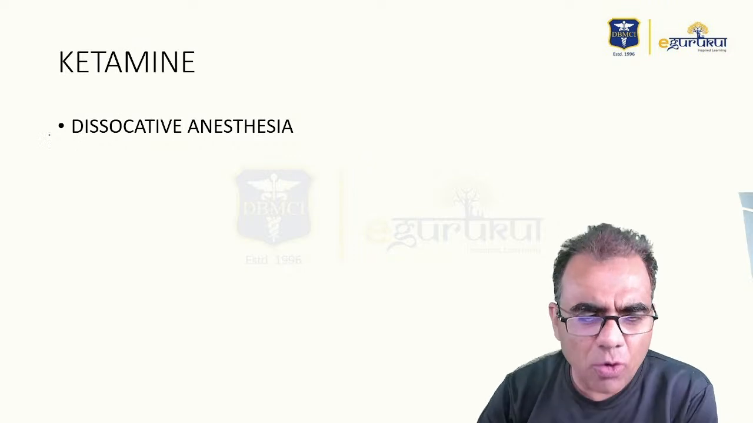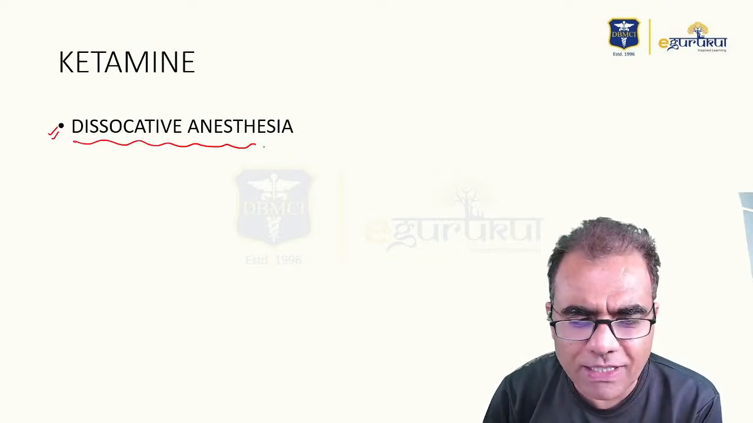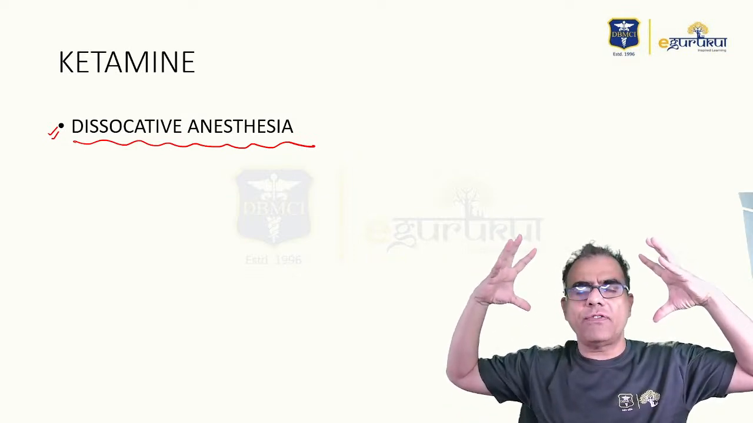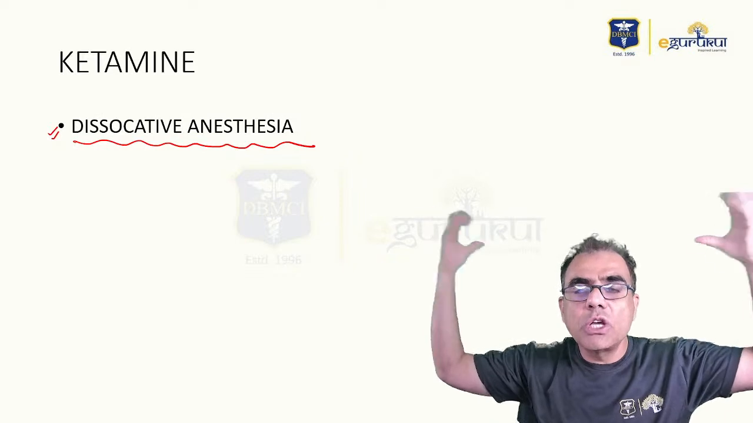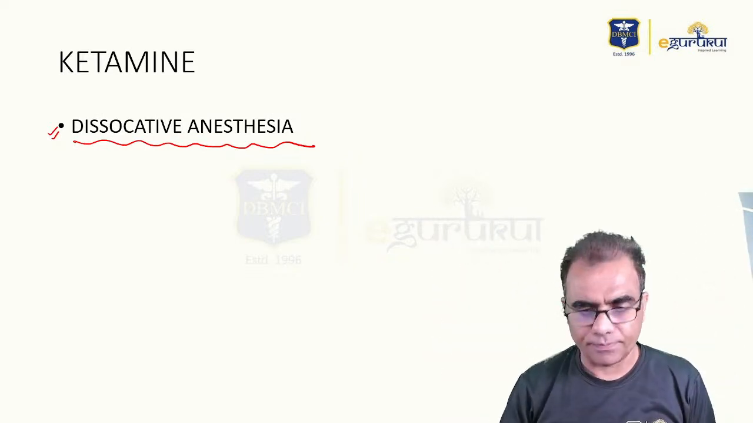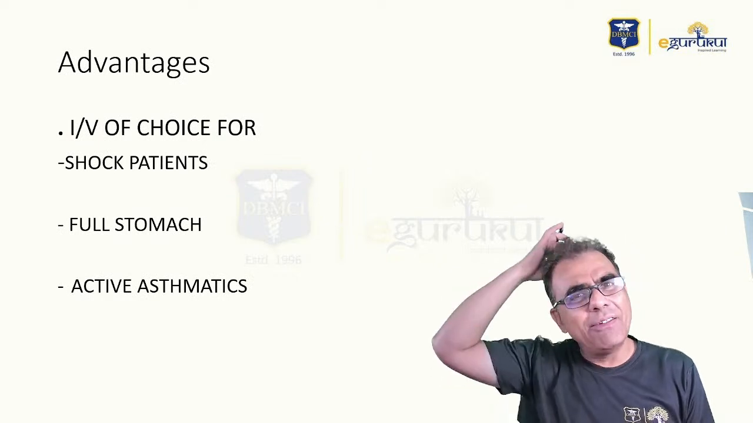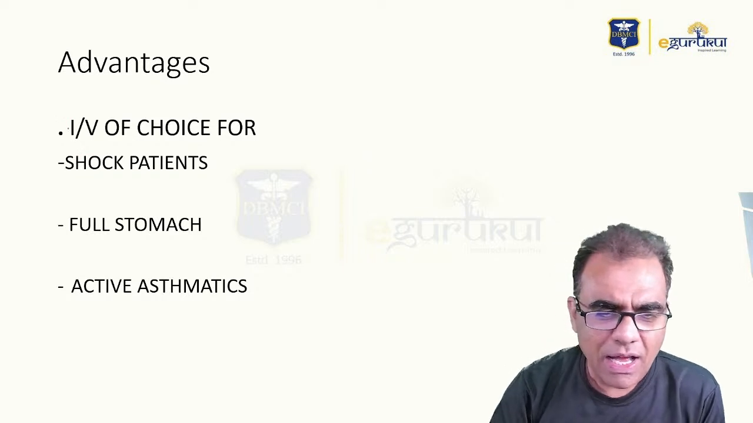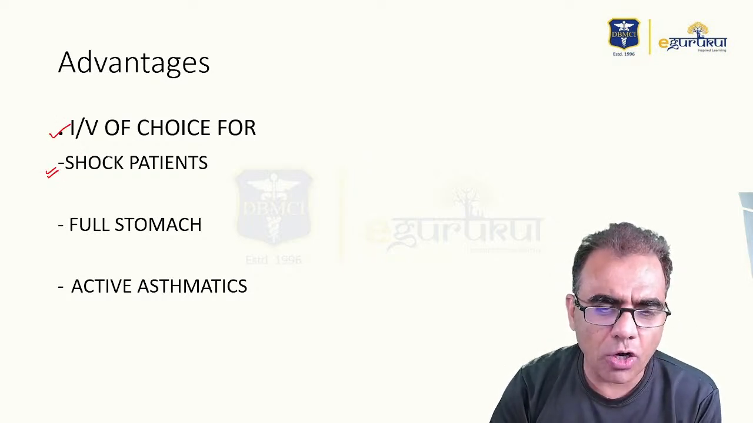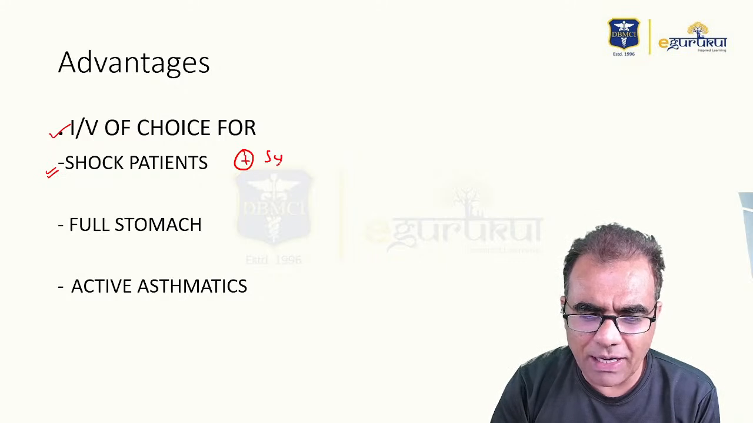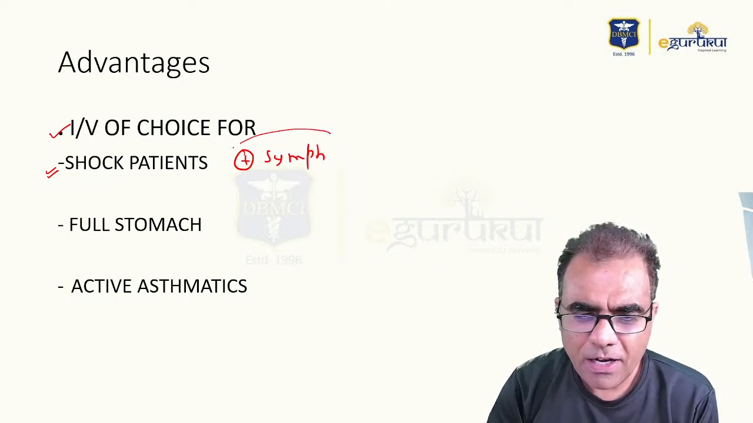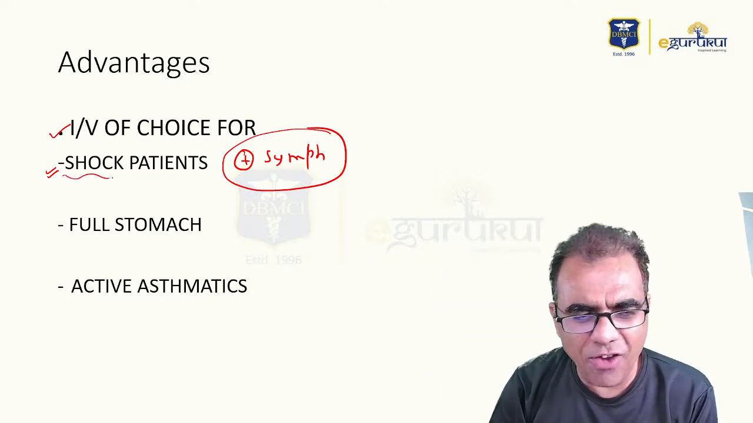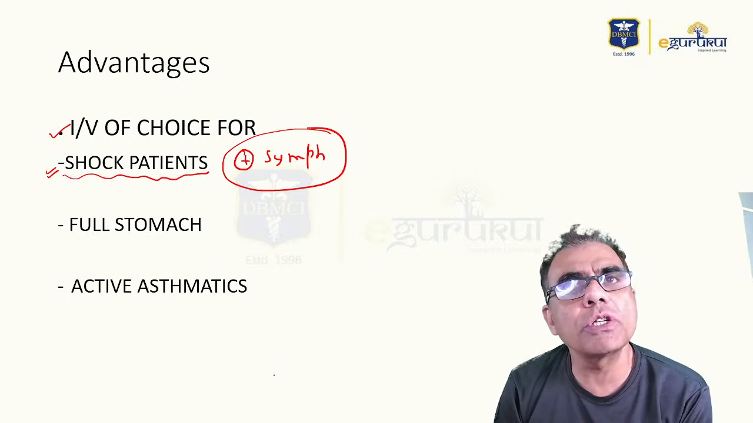Ketamine. Ketamine, you all know, produces dissociative anesthesia. Dissociative anesthesia means the patient gets dissociated from himself as well as from surroundings. So what are the advantages of ketamine, or what are the specific indications for ketamine? It is the IV agent of choice for shock. Why? Because it stimulates the sympathetic system. Stimulation of the sympathetic system means it will increase BP. So it is the IV induction agent of choice for shock patients.